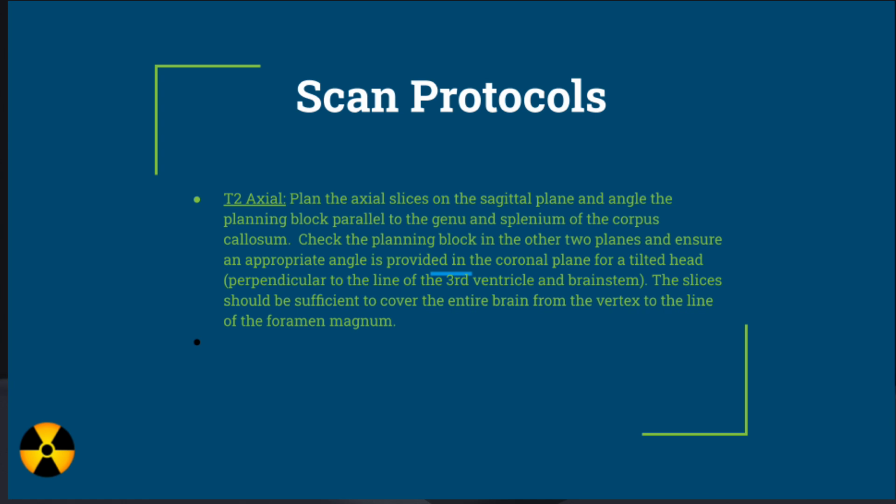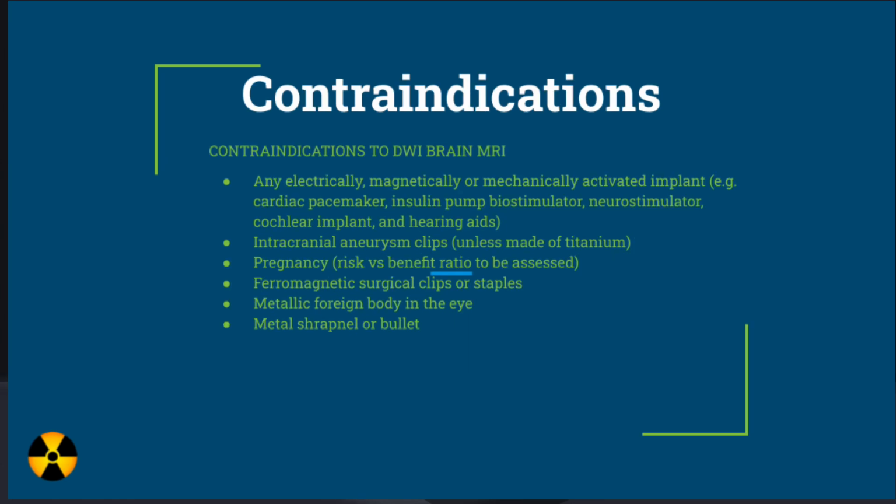Contraindications to diffusion-weighted images of the brain will be any electrical, magnetic, or mechanically activated implant, i.e. cardiac pacemaker, insulin pump, neurostimulator, or hearing aids. Also, intracranial aneurysm clips, unless made of titanium. We'll check for pregnancy and weigh the risks versus rewards. Ferromagnetic surgical clips or staples, metallic foreign bodies in the eye, or metal, shrapnel, or bullets.